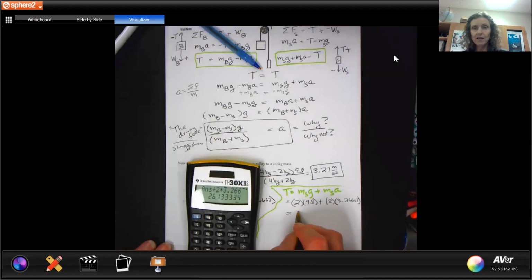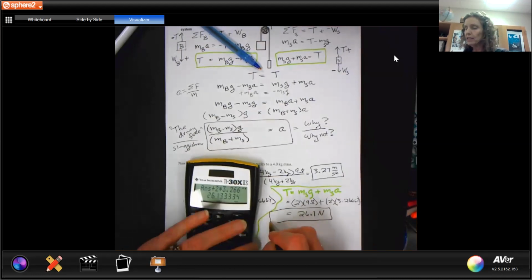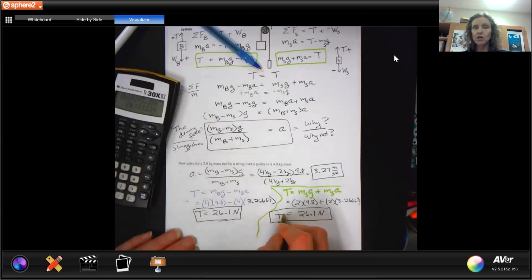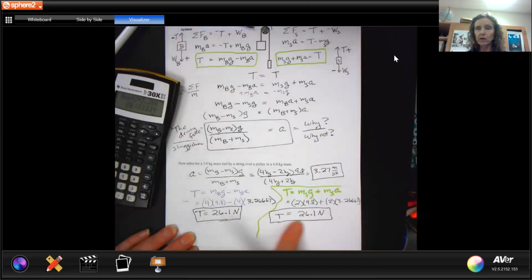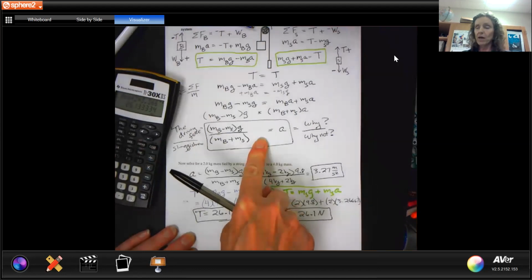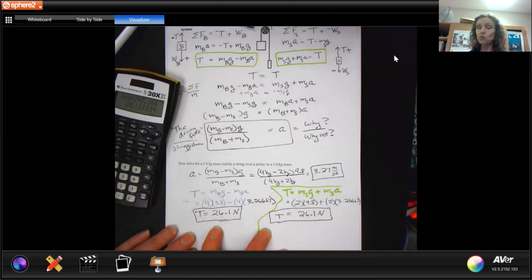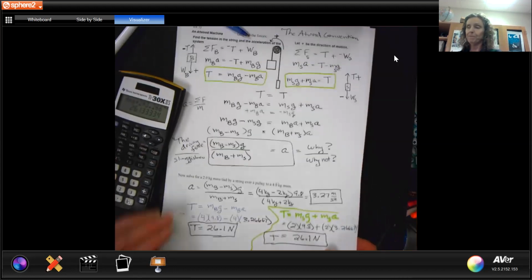Did you? So this is how you can check your work on an Atwood problem. There is only a single tension in the string. So if you get a different number here, then something's wrong. Probably your acceleration is wrong, okay? And you need to look at everything again. So it's really nice if you have a way to check your work.